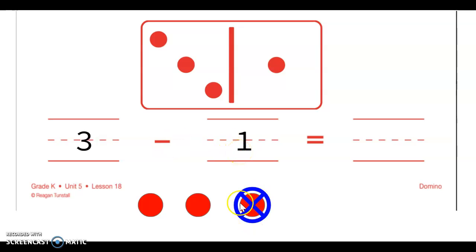Okay, now I've taken away 1. Now I am at equals. Now I'm going to see how many I have left. So I have 1, 2. I'm going to put 2 here. So now my number sentence says 3 minus 1 equals 2. Can you read that with me? 3 minus 1 equals 2. Because first I had 3 counters, and then I took away 1 because my number sentence says minus 1, and then I had 1, 2 left.